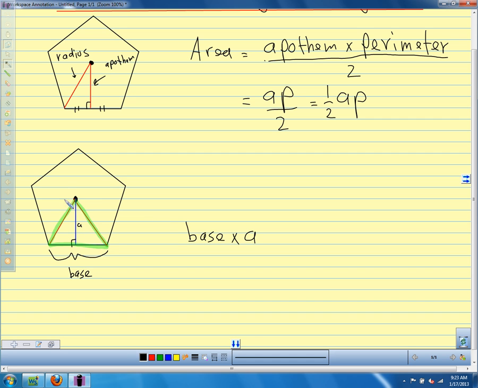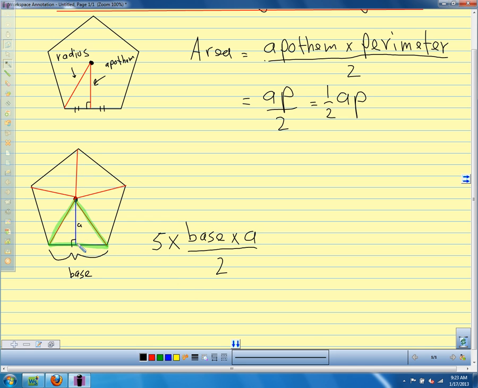I can divide this pentagon if I draw in some other radii. We'll do it in red. There's another one of those triangles. There's another one. And there's a couple more. So I have a total of 1, 2, 3, 4, 5 of those triangles. They're all the same size because we have a regular polygon. And we said the area of one of the triangles was the base times the apothem divided by 2. That's the area of one triangle. And I have 5 of them. So to add up all 5 of them, I'm going to multiply the area of this one times 5.